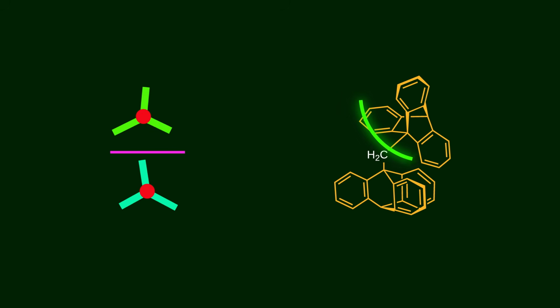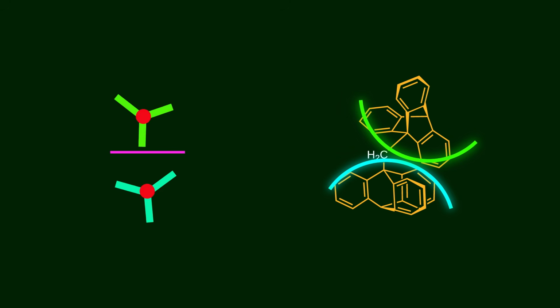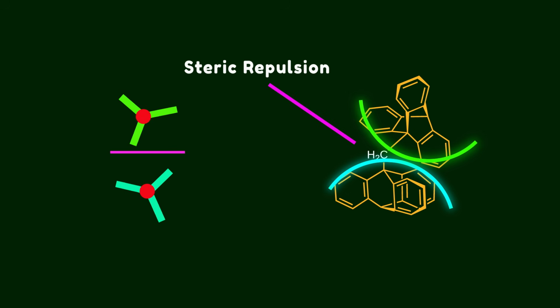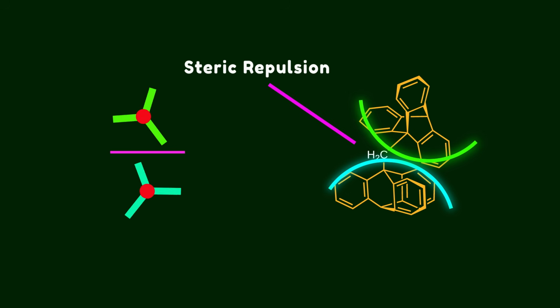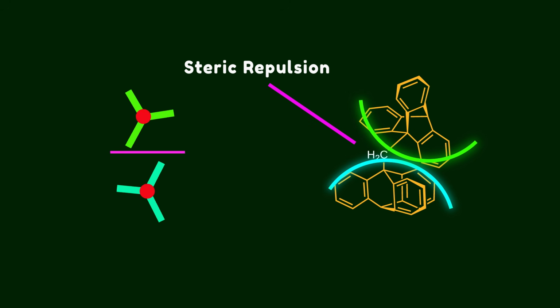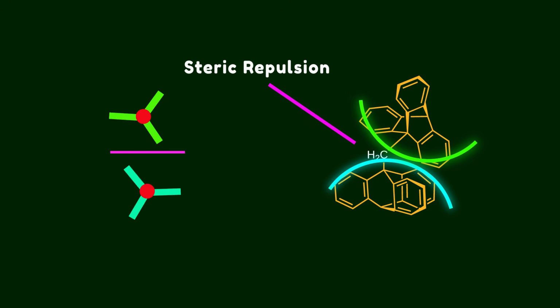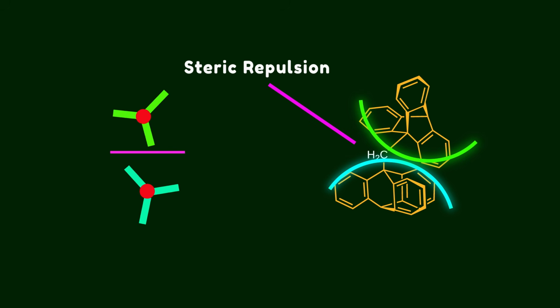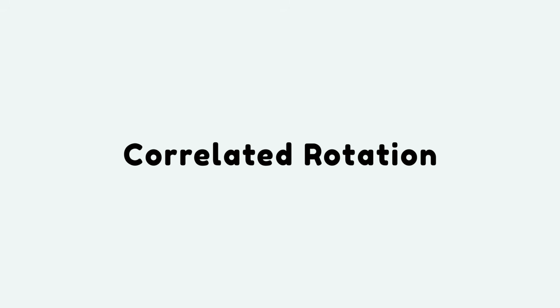You might expect a high energy transition state because the two triptycene units should experience significant steric repulsion. However, calculations show that the energy of the transition state is almost the same as that of the ground state. The reason lies in the concept of correlated rotation.